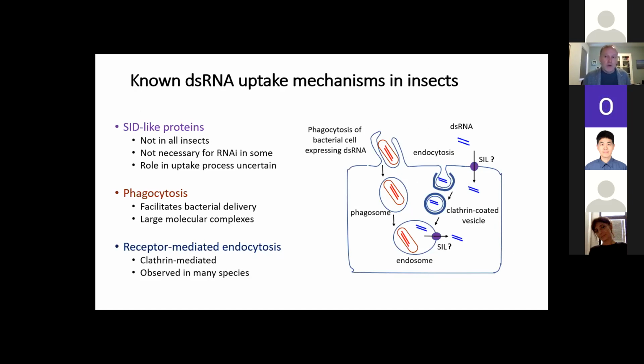There are a few cases of where phagocytosis has been observed to be involved in uptake, particularly where the double-stranded RNA is encapsulated in a microorganism, or where there are large macromolecular complexes where they're being used as carriers to bring the double-stranded RNA into the cell. But by and large, most insects are showing evidence of clathrin-mediated endocytosis, where clathrin is forming the vesicle comes into the cell, and the double-stranded RNA must escape the endosomal compartment to hit the cytoplasm to induce RNAi.